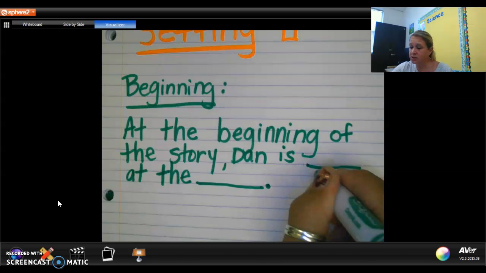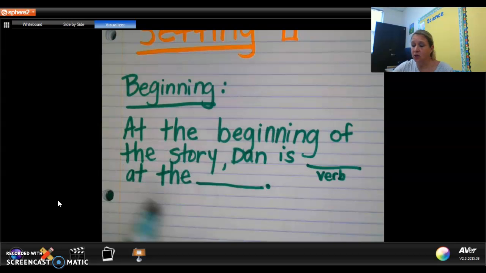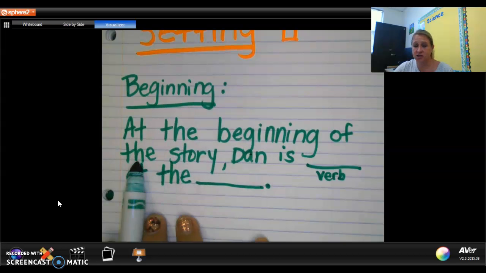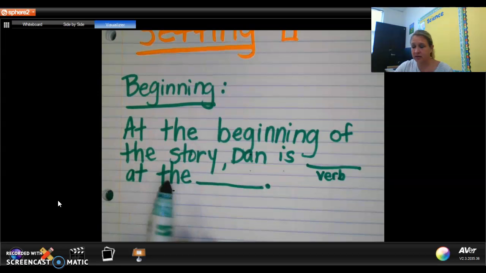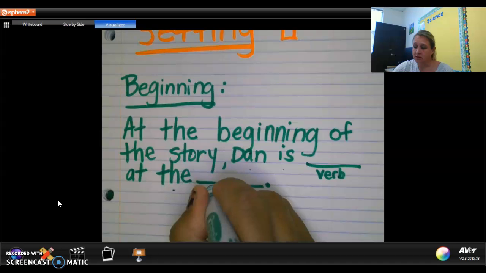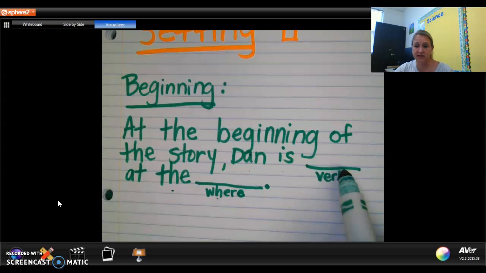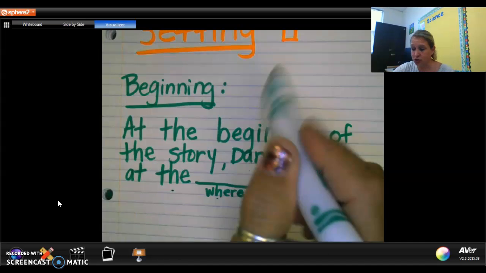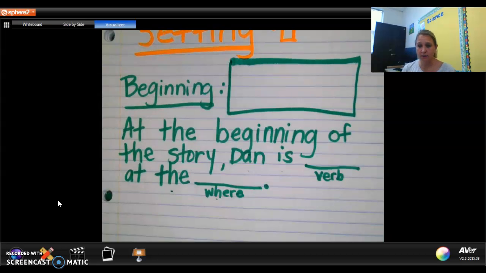What was he doing? Let's use an action verb for something Dan was doing at the beginning of the story. So at the beginning of the story, Dan is what? At the where? Where is he? So I'm going to say where because I want to know where he is doing this activity, this action verb. Okay? And then you're going to draw a picture to go with the beginning setting. Draw a picture of the beginning setting in the story.